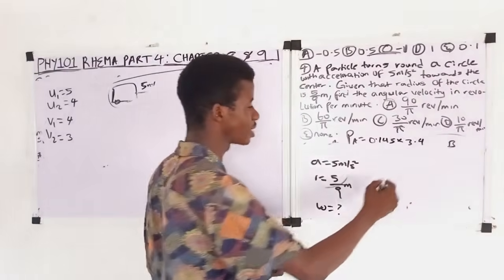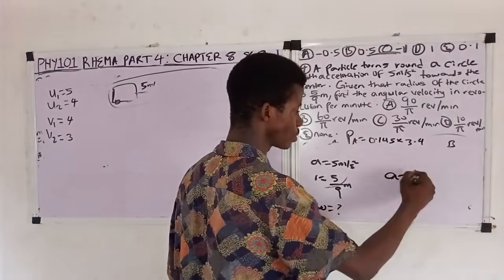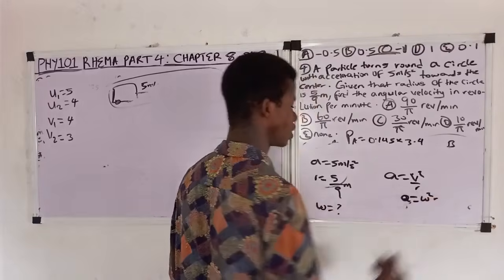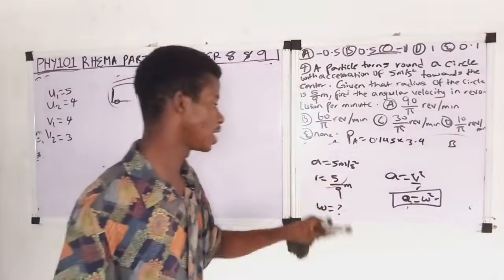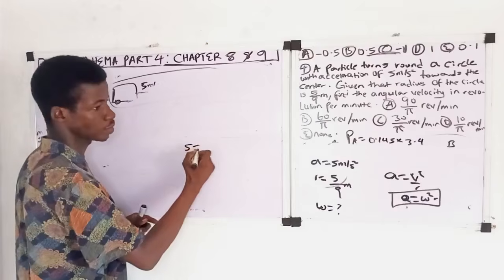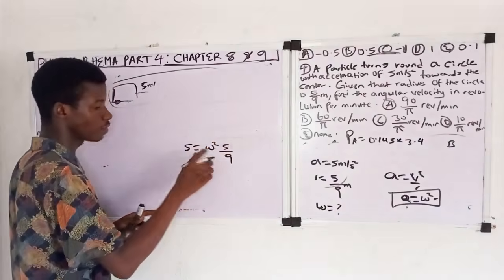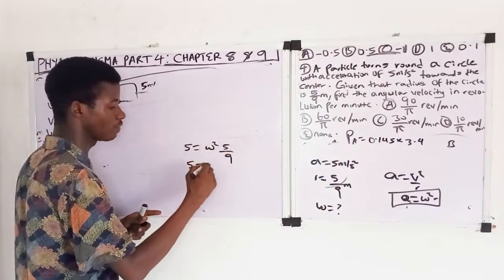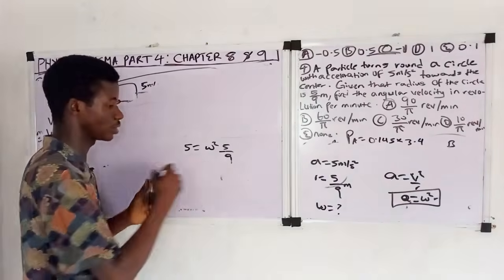We all know that acceleration is equal to v squared over r, and also acceleration is equal to W squared r. So we are using this formula to solve. They gave us A, they gave us r, and we are looking for W. So A is 5, equal to W squared, which we don't know, times r, which is 5/9. So W squared times 5 gives 5W squared divided by 9. Or let's just cross multiply.